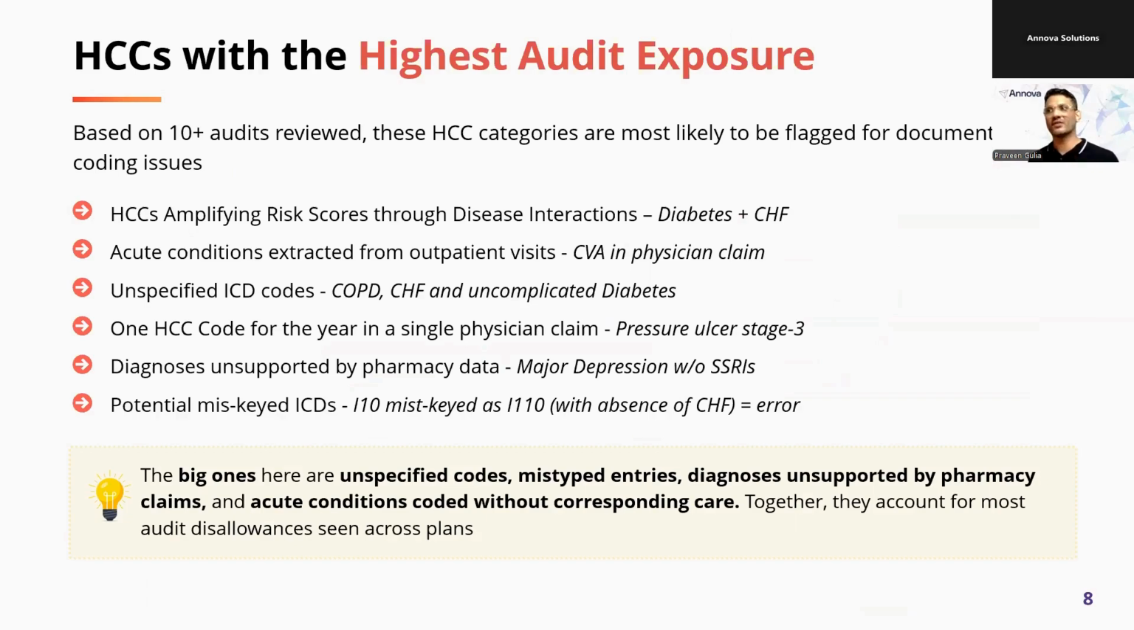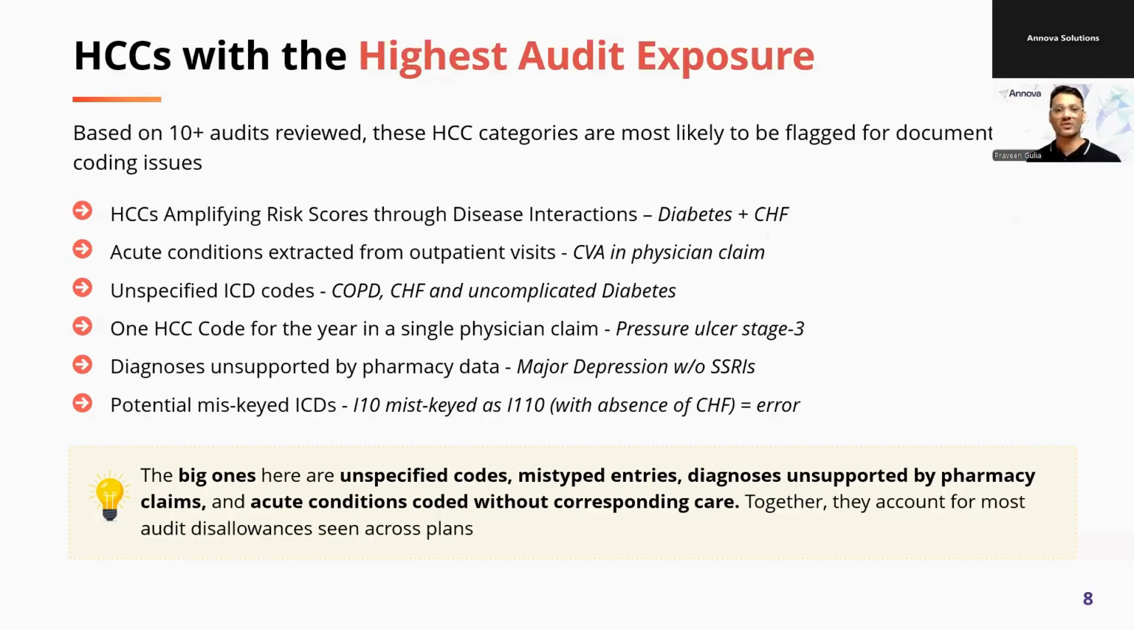Now we'll summarize which HCCs have the highest audit exposure, based on all the audit reports that we have reviewed. We have summarized it here, and I'll give some examples. HCCs amplifying risk scores through disease interaction, as I just mentioned, like diabetes and congestive heart failure. If you have members suffering from heart failure and diabetes, they are going to be under the microscope for the OIGs and RADVs. Acute conditions are pretty obvious. Acute conditions from outpatient visits, like a CVA present in the physician claim, right? Then they look at whether there is any subsequent hospitalization. If there is not, then definitely it is a high risk HCC for audit.